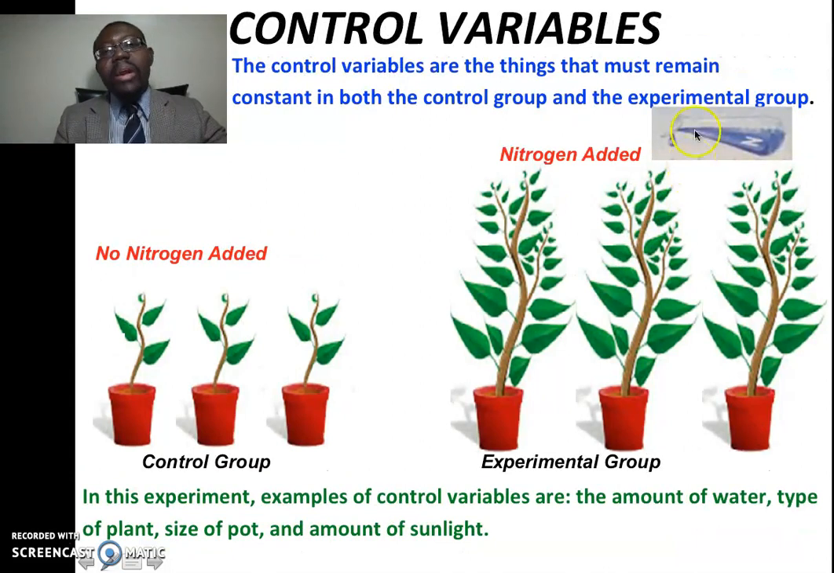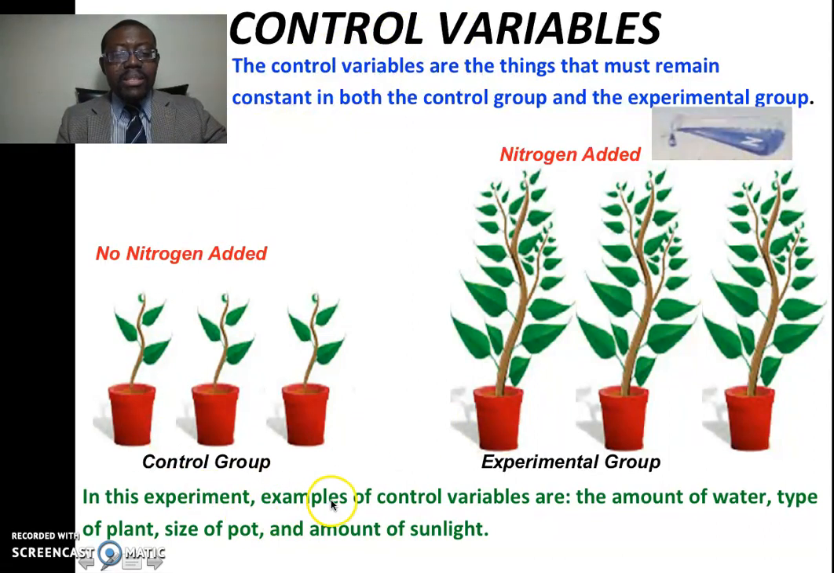The control variables are the things that must remain constant in both the control group and the experimental group. When you look at the two groups, everything is the same, everything is constant. These things which are the same or constant are called the control variables.